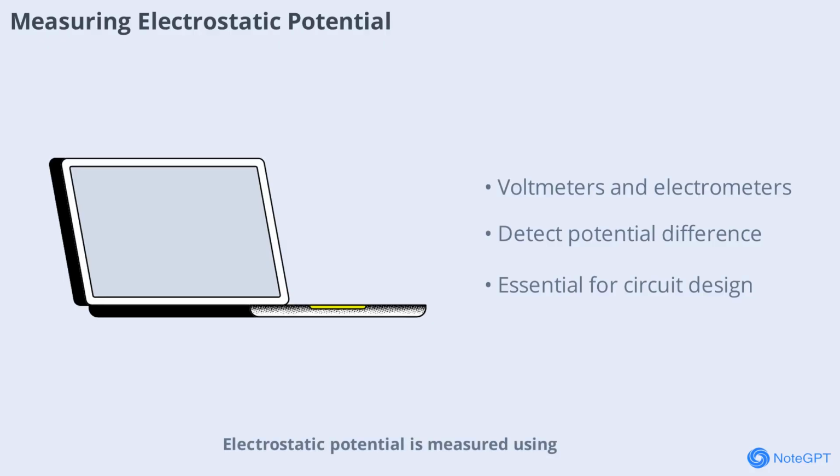Electrostatic potential is measured using devices called voltmeters or electrometers. These instruments detect the potential difference between 2 points, allowing scientists and engineers to analyze electric fields and design better circuits. Accurate measurement is crucial for research, development, and troubleshooting in electronics.